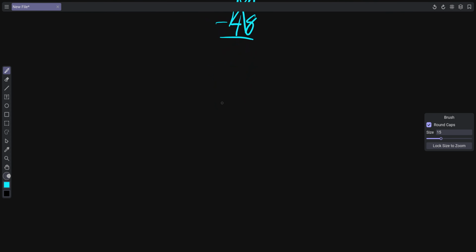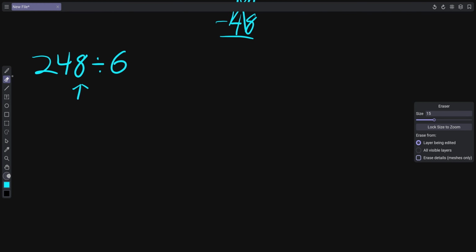I'd like to go over another example. Let's say we had 248 and we wanted to see if 6 could evenly divide into this number. Well, it does end with 8, so we know that it is an even number.